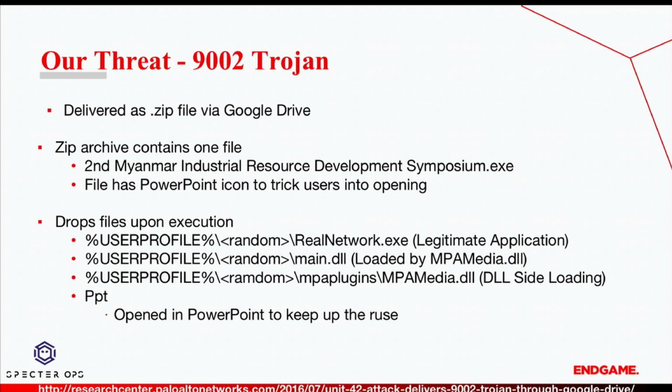A couple of files that it then drops are realnetwork.exe, main.dll, and mpa-media.dll. realnetwork.exe is a real, actual file. It's digitally signed by a legitimate company, but it's vulnerable to DLL sideloading. So they drop a malicious mpa-media.dll file that gets loaded into realnetwork.exe, and then that loads up main.dll, which is the malicious thread that's going to be created. All right, so let's check out what that looks like.